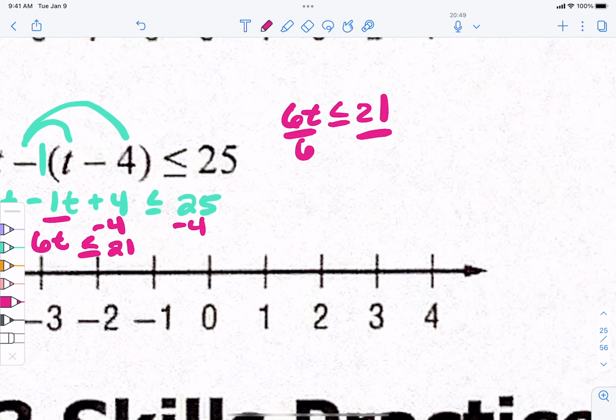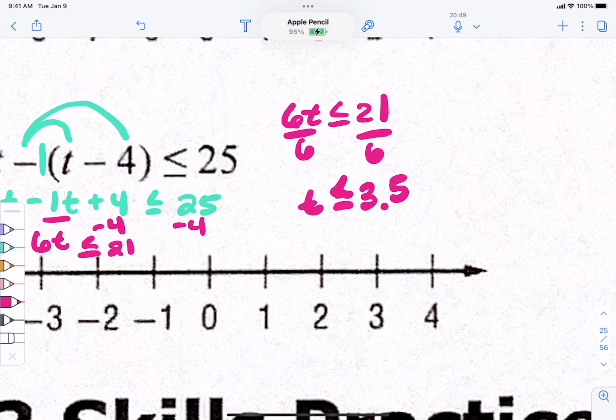Divide by 6. 21 divided by 6 is 3.5. 3 and a half. Can I steal that key again? Yes, you can. 3 and a half. Do you want me to come help you? Gabe's right here. Gotcha, thank you so much. All right, now you got to graph it.